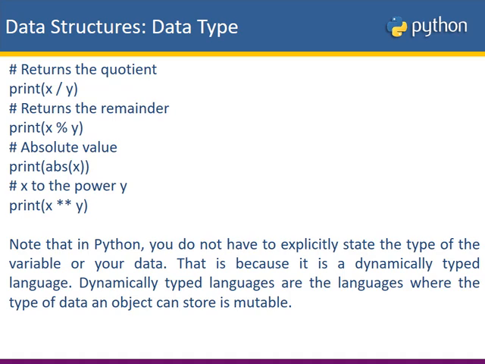We have to take note that in Python you do not have to explicitly state the type of your variable or your data, because it is a dynamically typed language. A dynamically typed language is one where the type of data an object can store is mutable, that is, it can change.